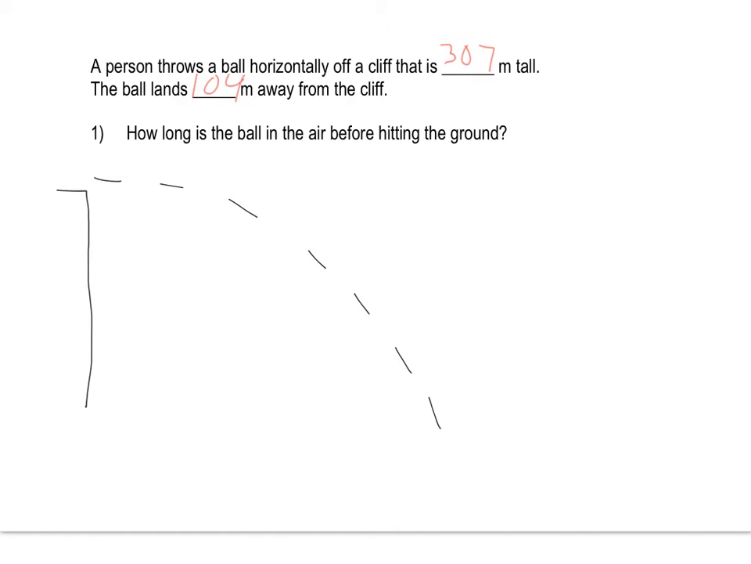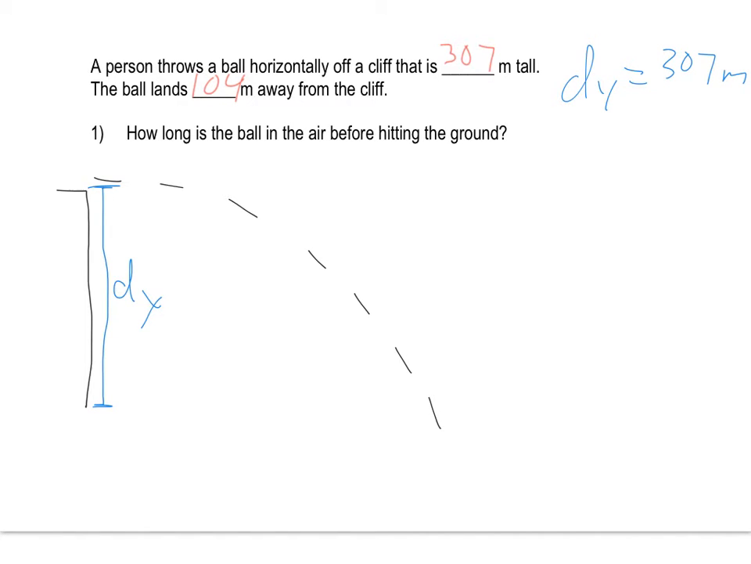As far as the important information, one, I've got the height of the cliff. The height at which I throw the ball, we call that dy. That's the vertical displacement, so it's how far down the ball is going to move. That happens to be the 307 meters that I chose. So I'm going to write dy equals 307 meters.